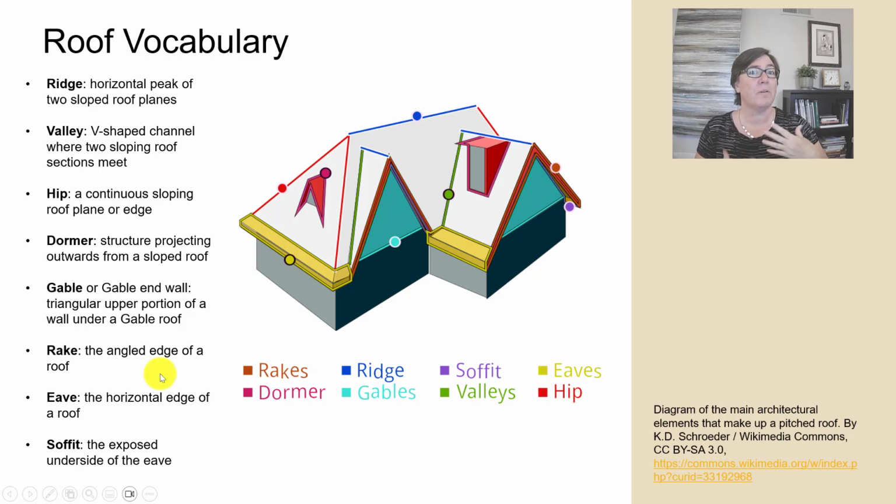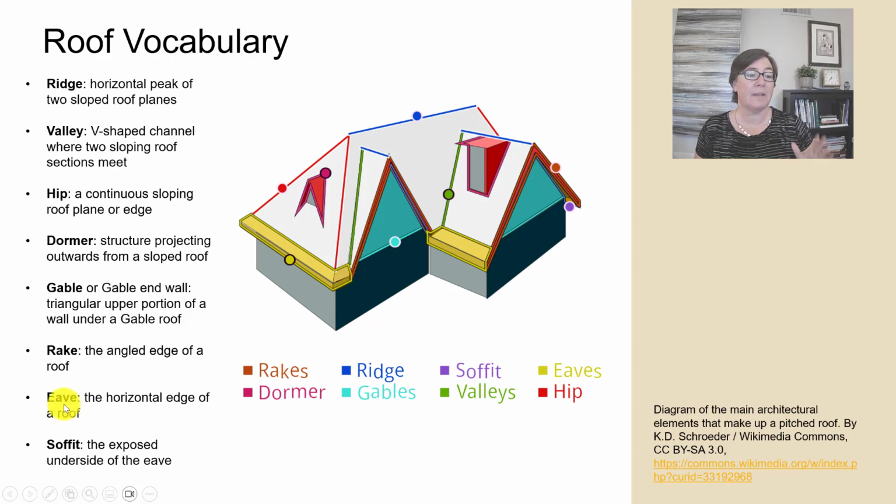Next is one that you probably haven't heard before, and that's the rake. The rake is going to be the angled edge piece of a roof, and it's highlighted in orange here. It's sloped, it's angled, and it's the edge of that roof panel, all right, that's going this way. Here's the edge, and it's a rake.